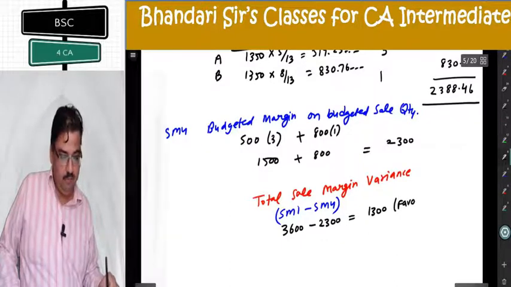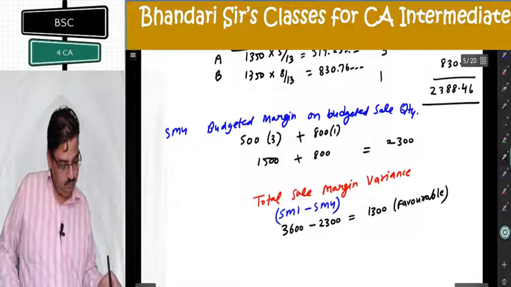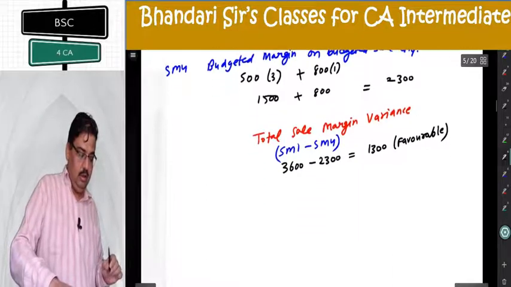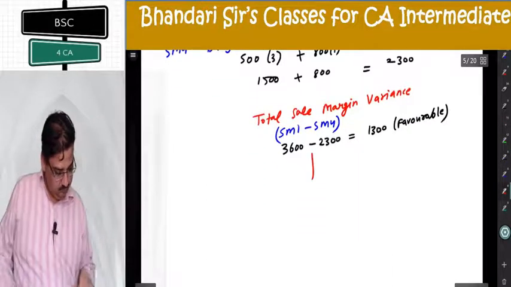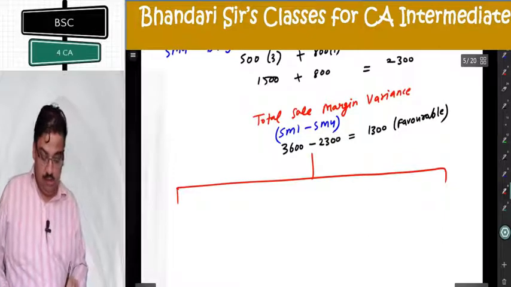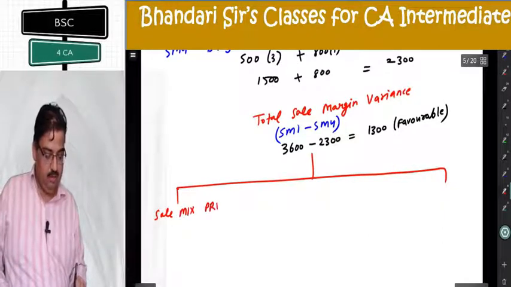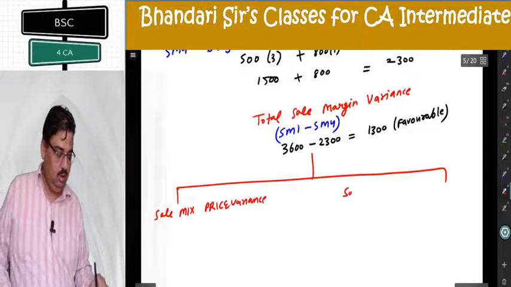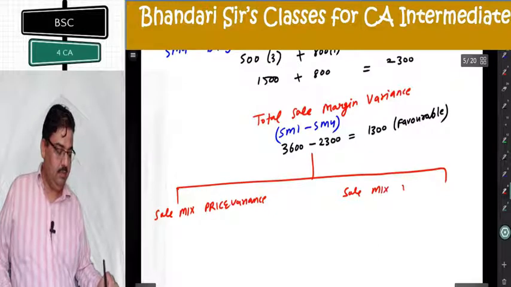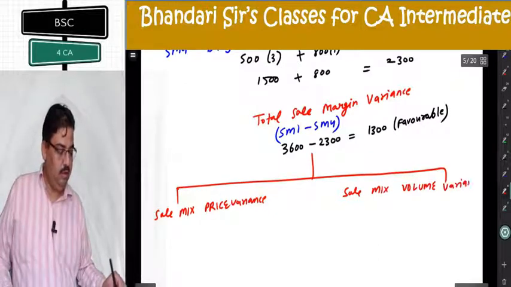1300 favorable. Under this, there is a counter check here. Sale mix price variance and sale mix volume variance.